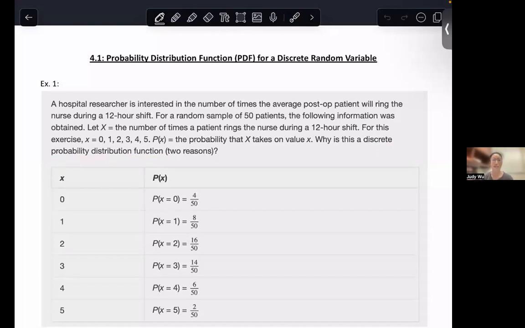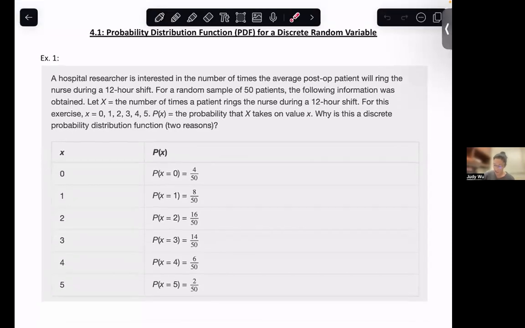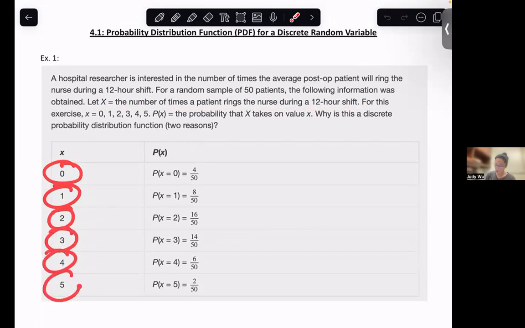A hospital researcher is interested in the number of times the average post-op patient will ring the nurse during a 12-hour shift. For a random sample of 50 patients, the following information was obtained. And so we can see that we've got some information in a chart over here. Now there's an X and a P of X, and in our problem, it tells us what those things are. So it says, let X be the number of times the patient rings the nurse during a 12-hour shift. For this exercise, we were counting either 0 times, 1 time, 2 times, 3 times, 4 times, or 5 times in a 12-hour shift.